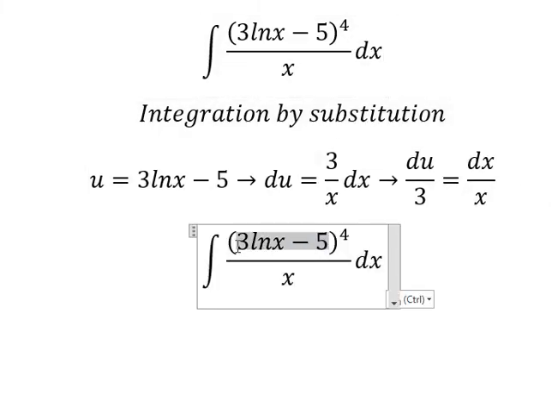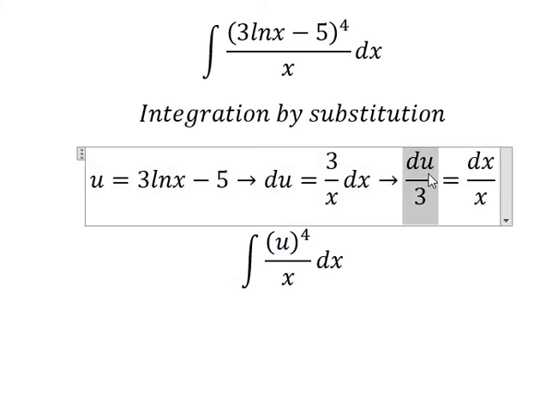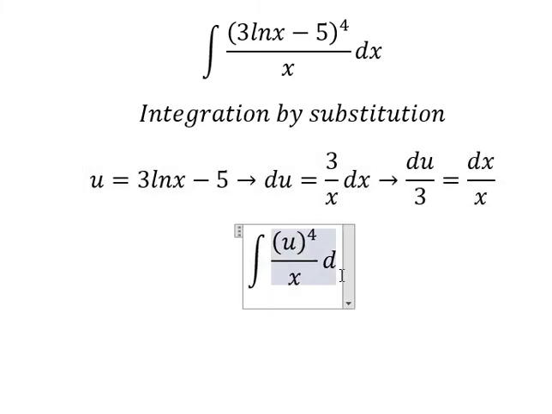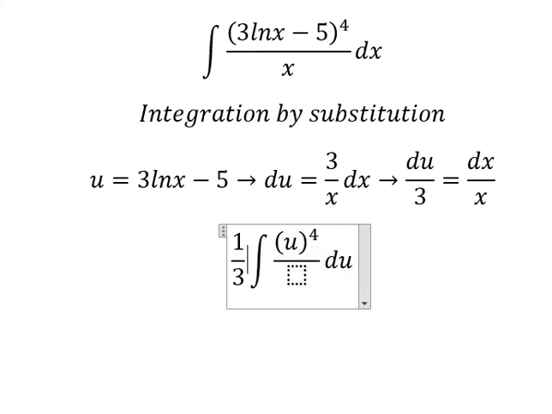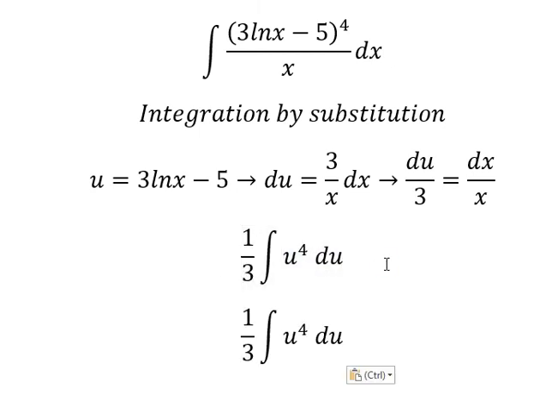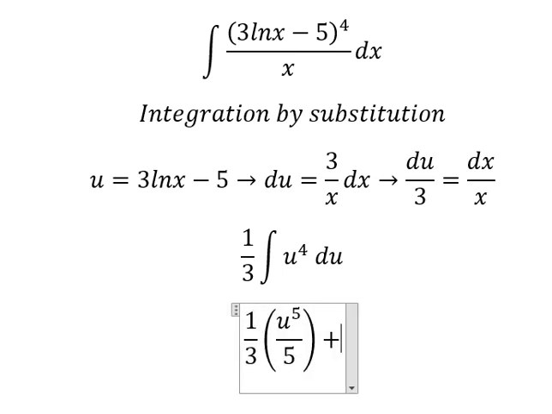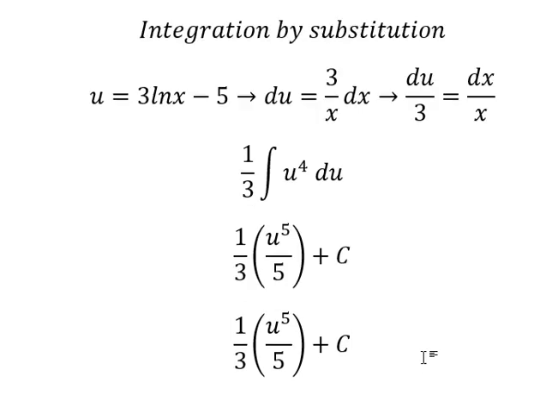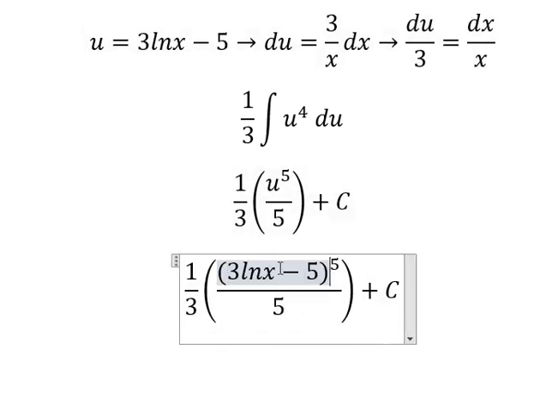So this one I will change by u. The dx over x we change by the du over 3. The integration of u to the power of 4 gives u to the power of 5 over 5, and we put plus C. About u, that's this one. Number 3 and number 5, you get 15.